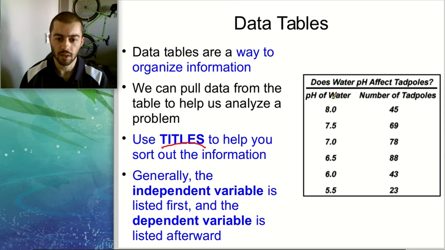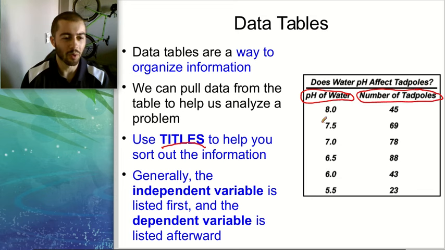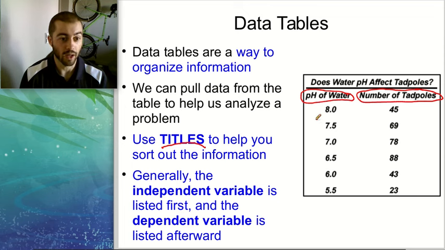So in this data table here, the two columns we have are the pH of the water and the number of tadpoles. You guys don't need to know what pH means. It basically tells us how acidic something is. So an acid would have a really low pH. So the pH of the water just tells us how acidic it is.